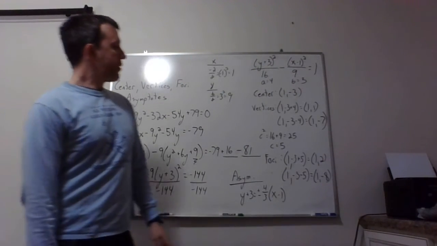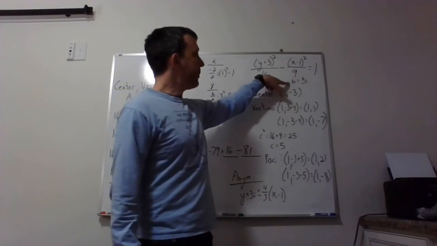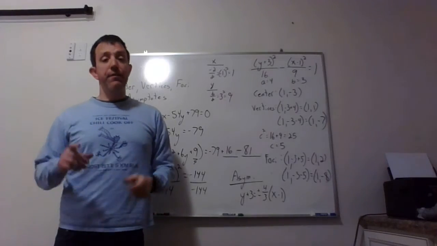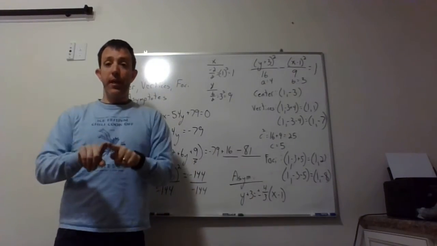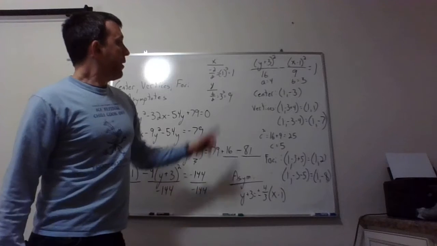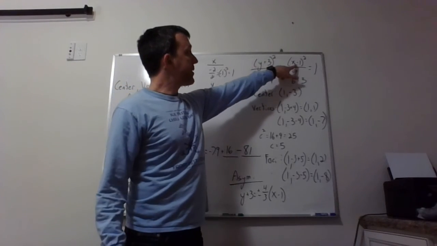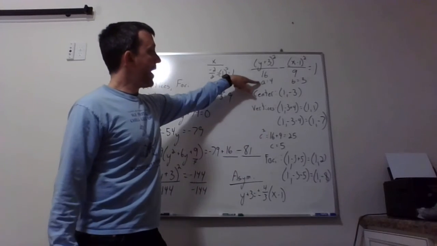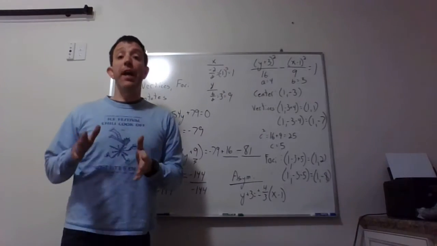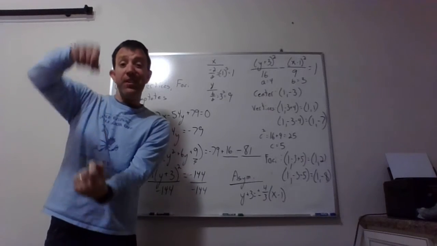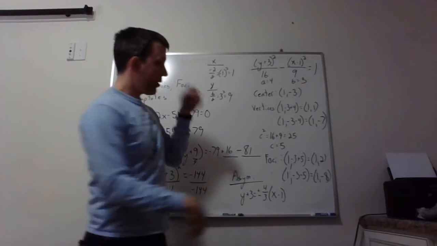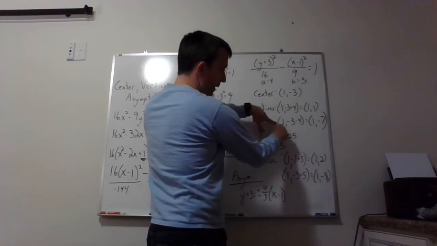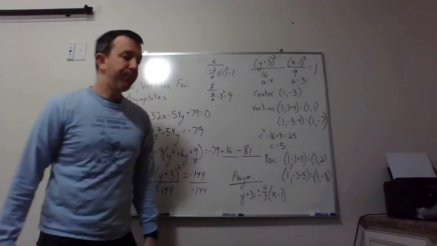So from that, I can see that a is 4 and b is 3. We know that since y is leading the way here, it's the positive value, this thing will open up and down. So my center, remember, it's what makes 0, so it's 1, -3. For the vertices, now we're going to add and subtract 4, but we add it to our y coordinates because, again, everything's going up and down here. So I add 4 to the -3 and we get 1, 1. I subtract 4 from -3 and we get 1, -7.